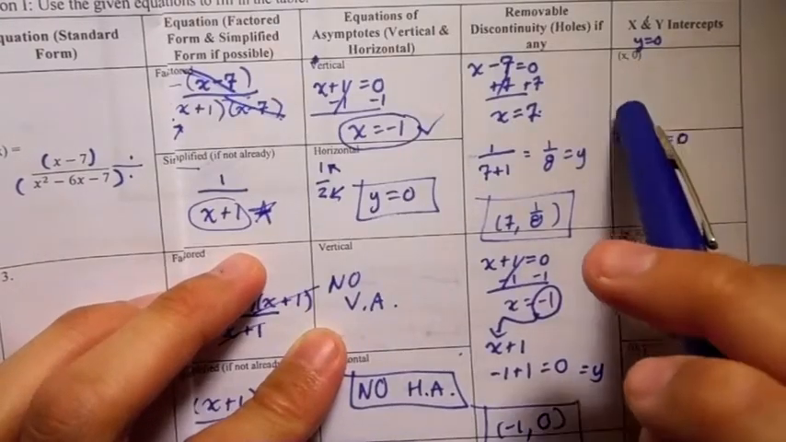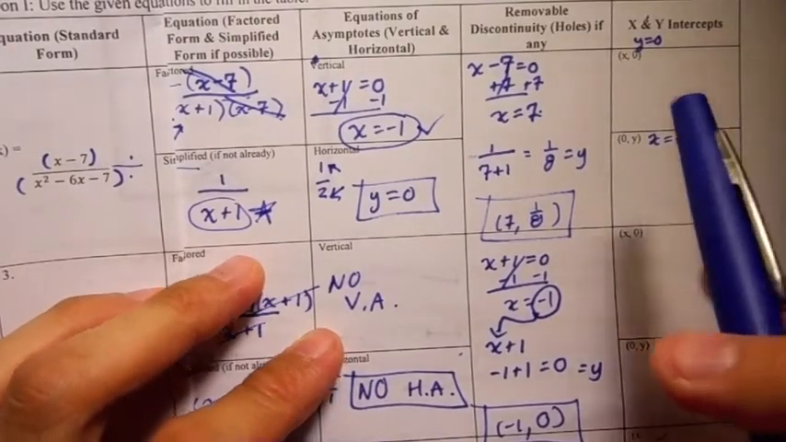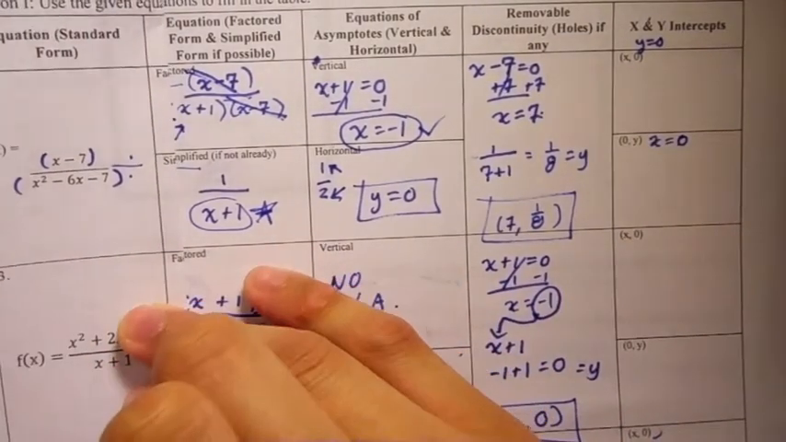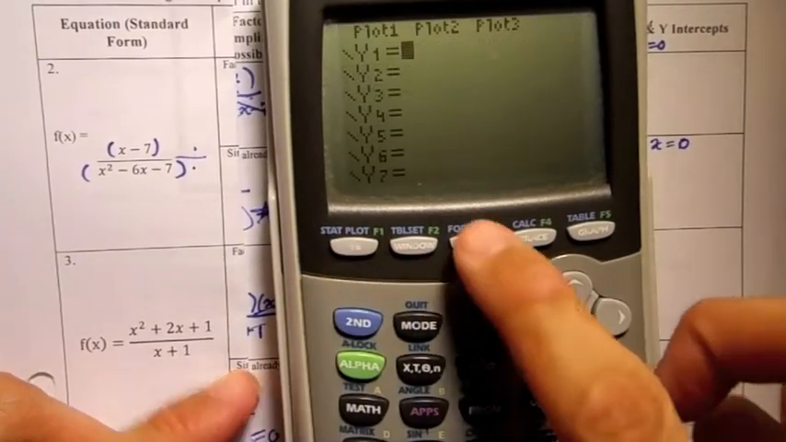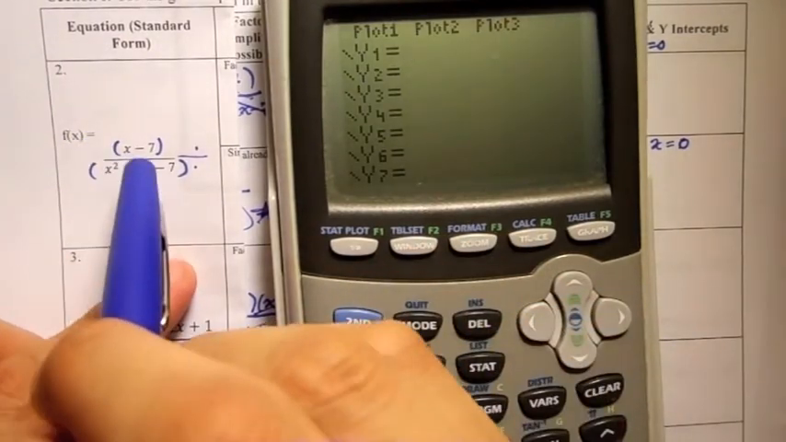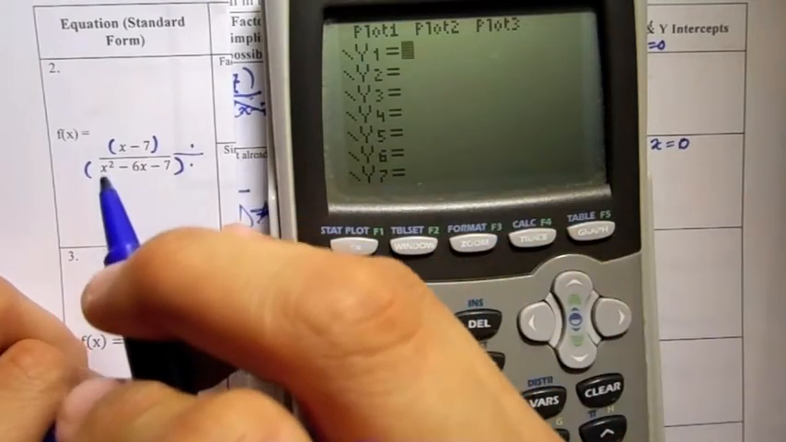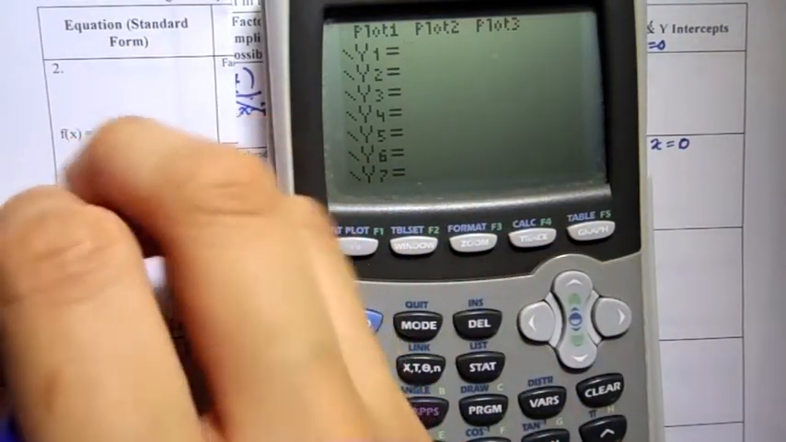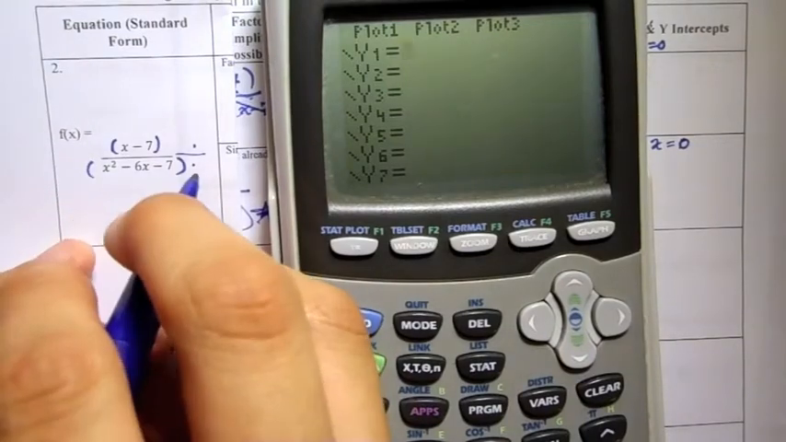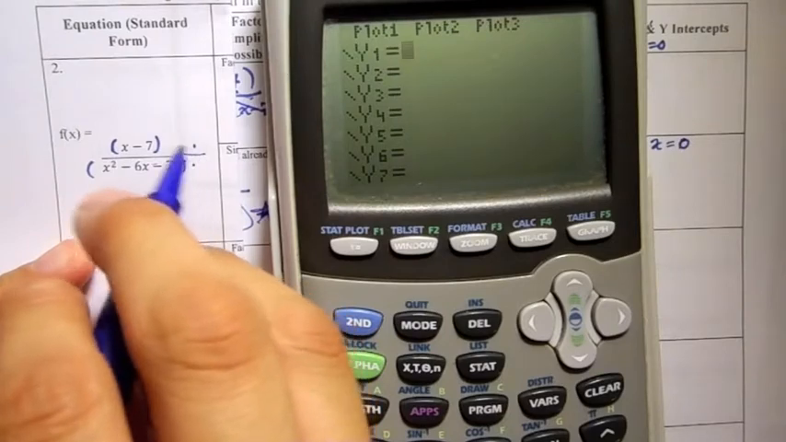Knowing these properties of x and y intercepts, the easiest way, especially on your test, is to use your graphing calculator. You will have access to the graphing calculator. Whenever you're trying to find these intercepts, which will help you to graph, plug it into your y equals. Make sure you're using the standard form, and it's crucial that you put the numerator in its own set of parentheses and the denominator in its own set of parentheses as well. The fraction bar is the division symbol.